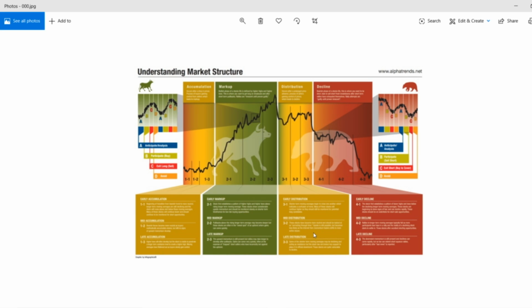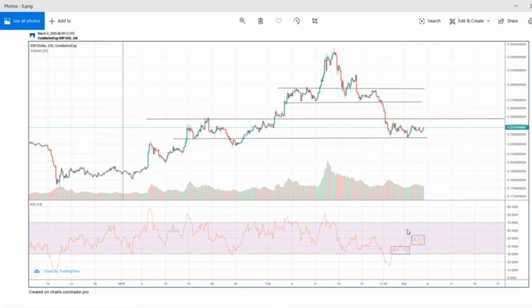Now, we can see that currently we are somewhere between mid accumulation and late accumulation. Most of you will agree that we are in the accumulation phase after this markdown which happened for XRP, and most of the assets are currently in this accumulation phase. When we look at that and try to understand these emerging patterns, the underlying strength and the bullishness of the market are due to where we are in this market cycle.